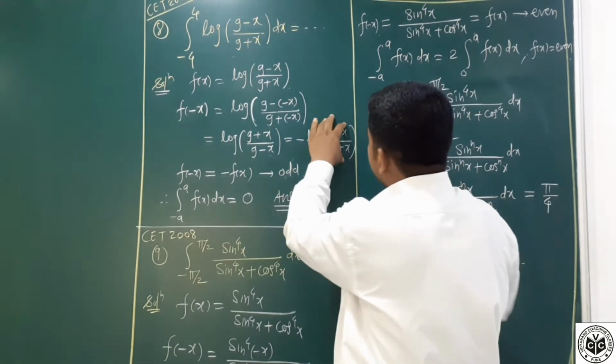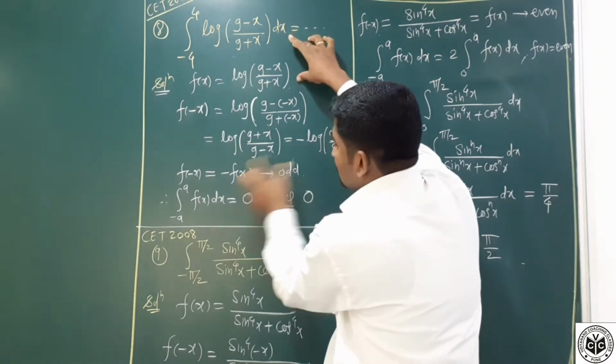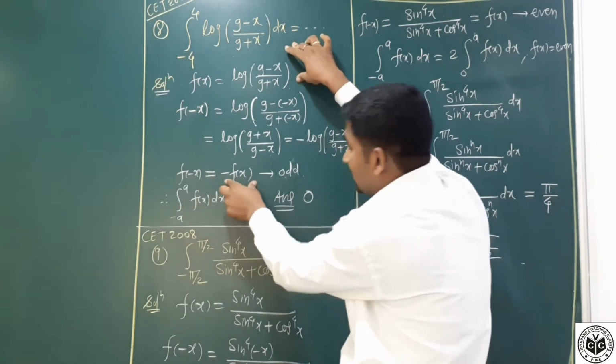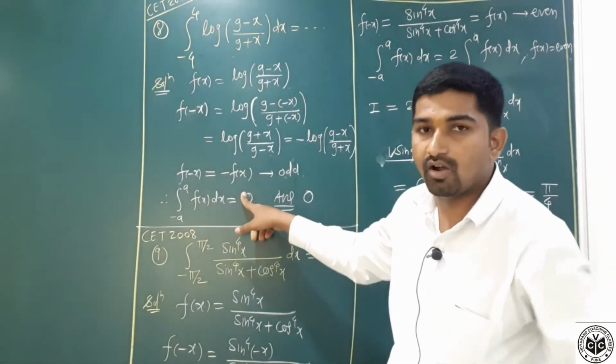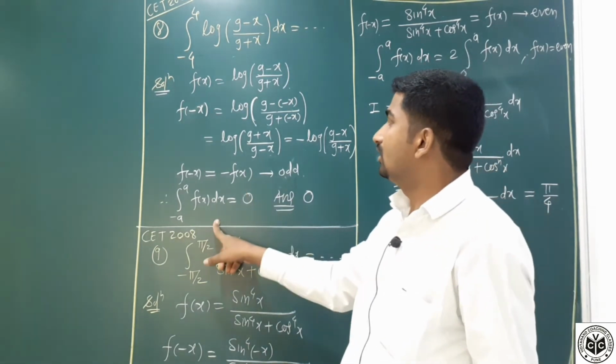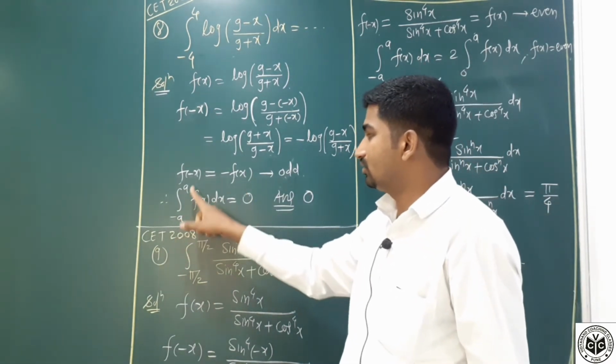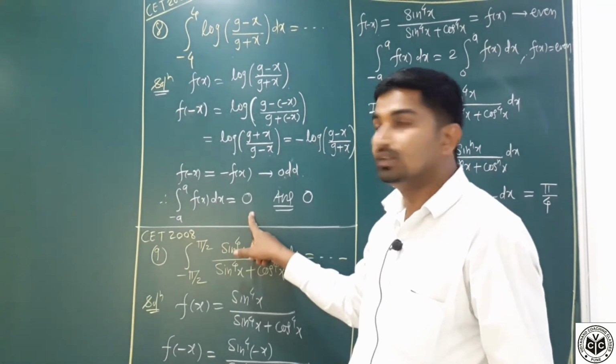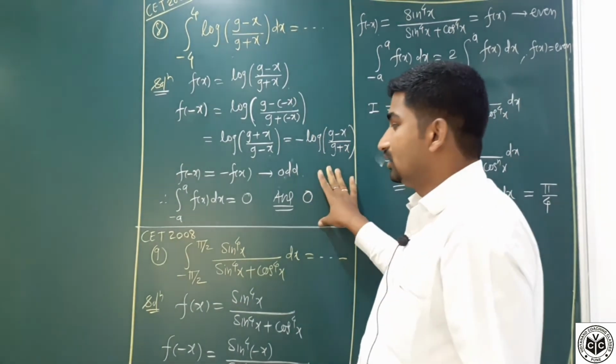So ये function फिर से आपका क्या है, fx. So f of minus x is same as minus times f of x. This is the definition of odd function. If function is odd, we have this result minus a to a fx dx becomes 0. So value of this integral is 0.